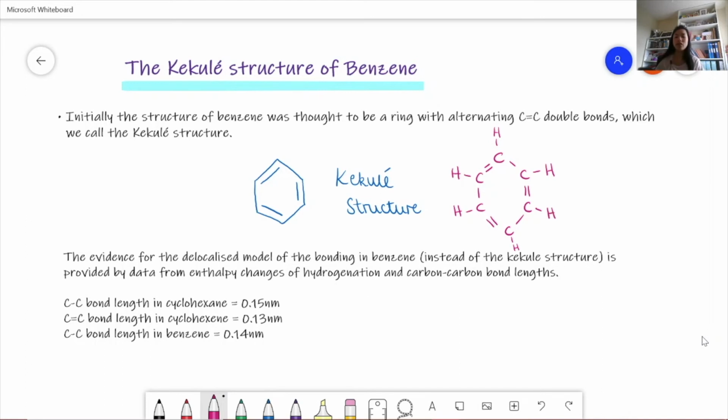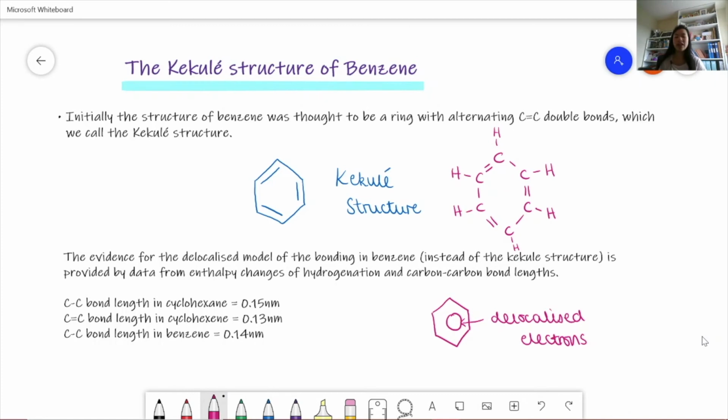And the evidence for the delocalized model of the bonding in benzene, so the one we've seen, which is this one, where we have one electron from each carbon being delocalized and the p orbitals overlapping to form this area of delocalization in the middle. The evidence that we have for this model, instead of the Kekulé structure, is provided by data from enthalpy changes of hydrogenation and carbon-carbon bond lengths.